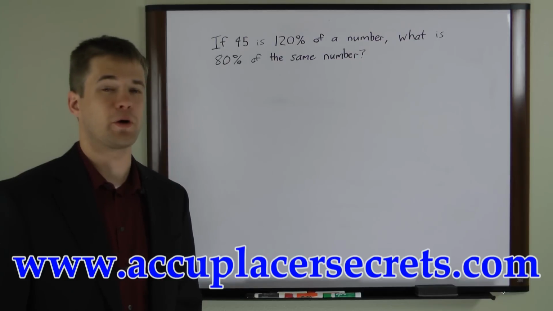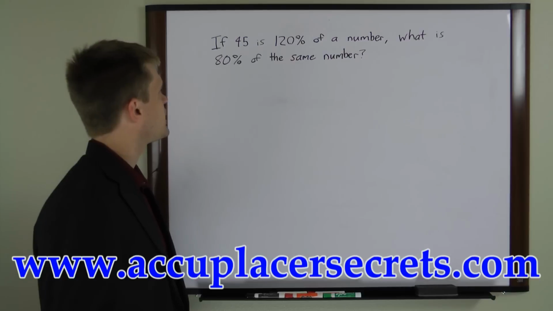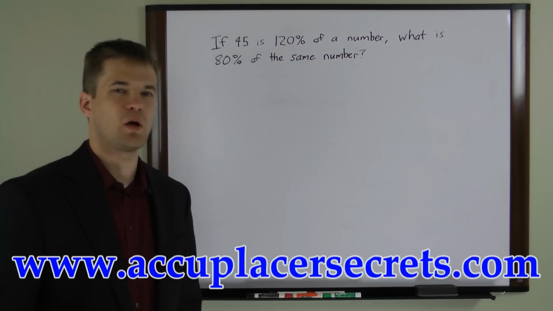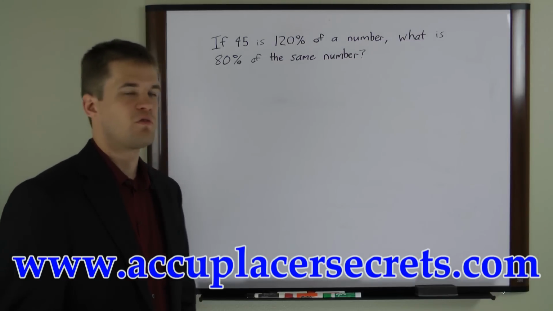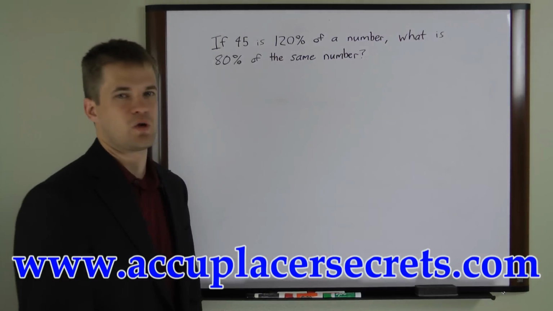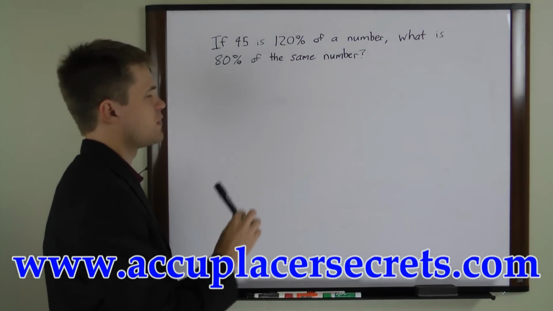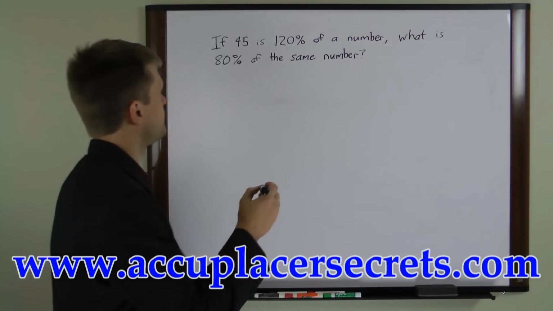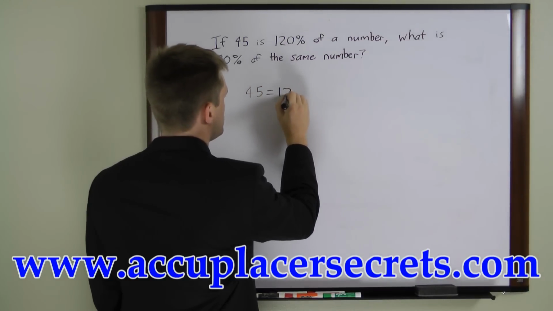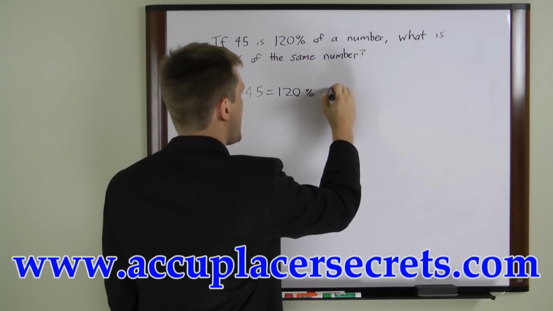Let's take a look at this problem here. If 45 is 120% of a number, what is 80% of the same number? Now what we have here is a two-step percentage multiplication problem. First we have to work backwards with one percent, and then we get to work forwards with the other percent. This problem gives us two equations that we can solve to find the number we're looking for. Let's write the first one. First we have 45 equals 120% times a number. We'll call that number x.